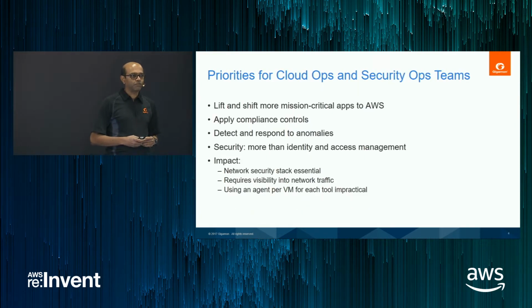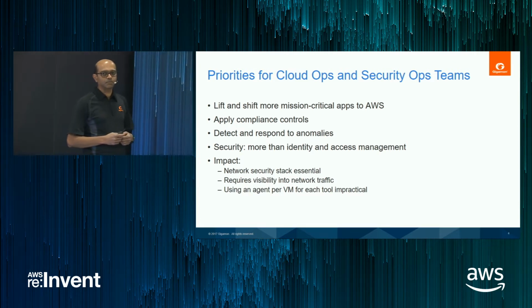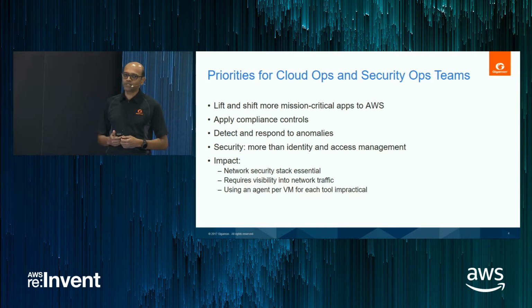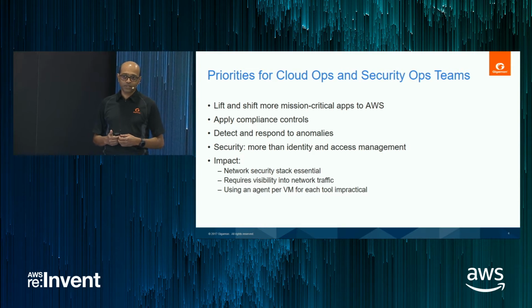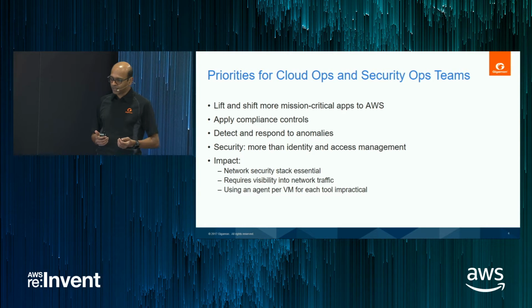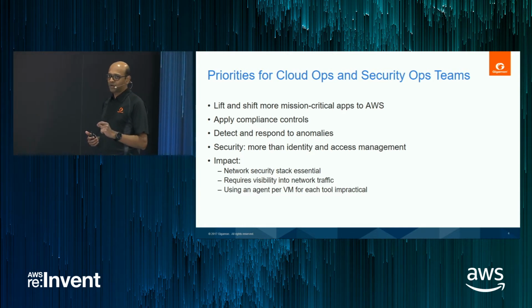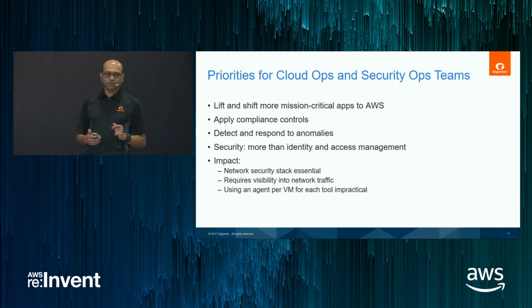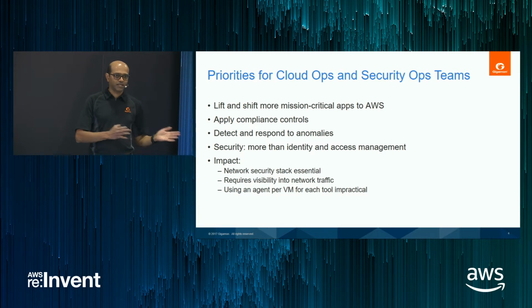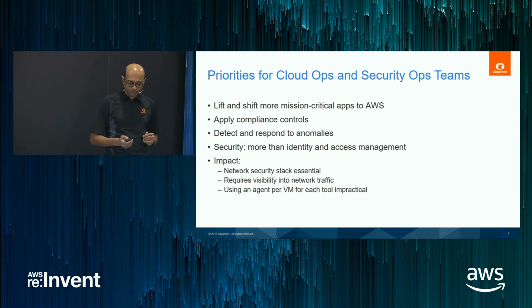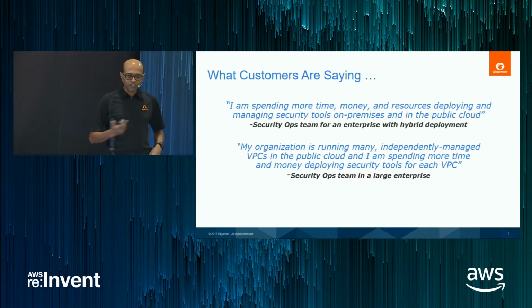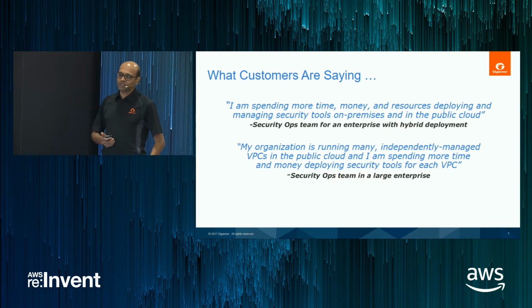The priorities today when we speak to cloud operations teams and security operations teams are clearly in terms of lifting and shifting more mission-critical workloads to AWS. There are a lot of digitalization initiatives that are going on. And oftentimes, in the process, they want to apply the compliance controls. They want to detect and respond to anomalies, understand the current state of infrastructure versus what the expected state is, and any anomalies or deviations from that need to be flagged. So when we speak to customers, these are very common comments that we see from them.